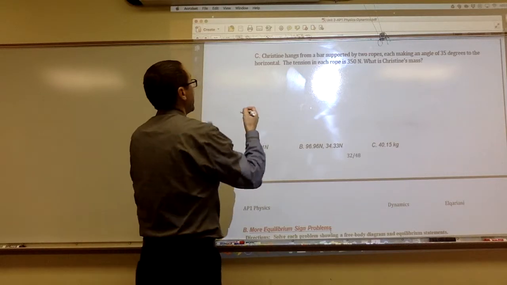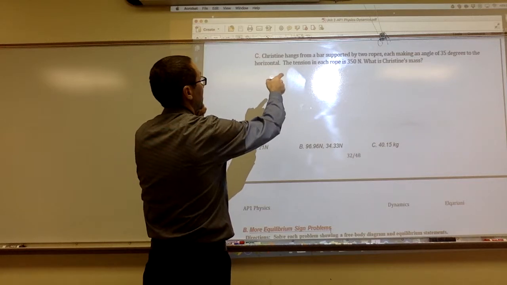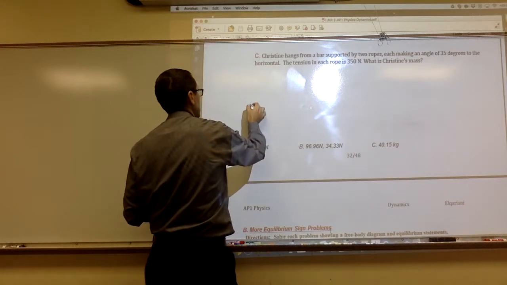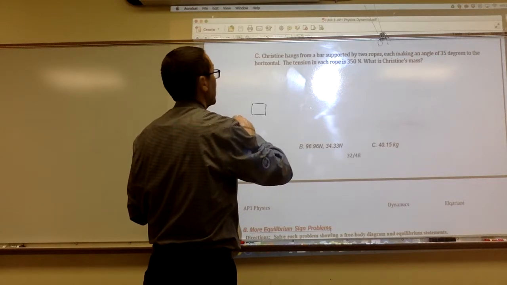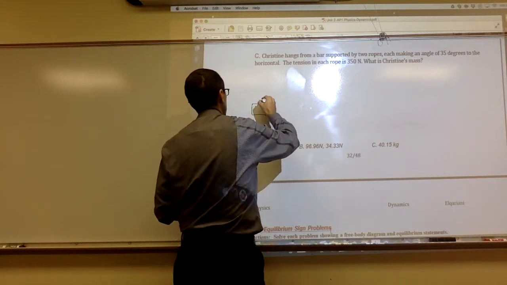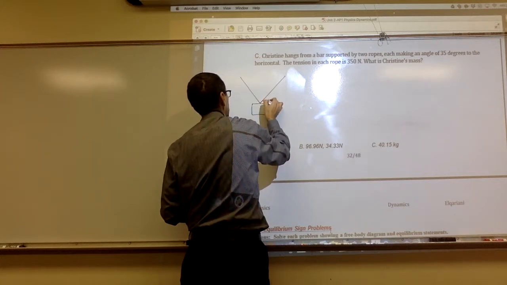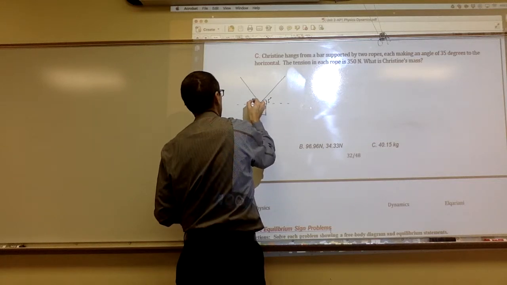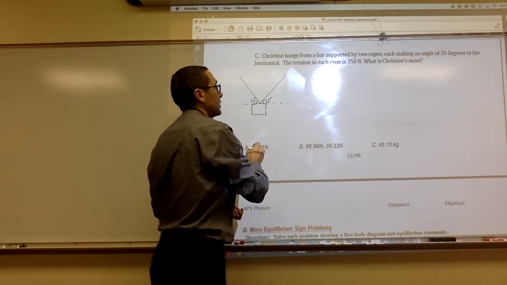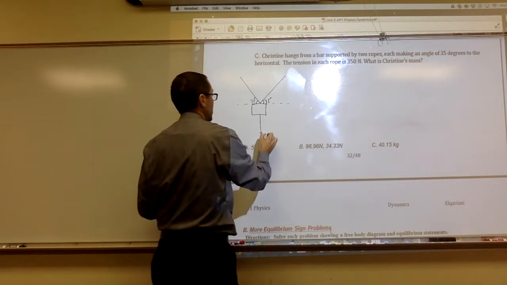Okay. Christine hangs from a bar supported by 2 ropes, right? So here's Christine. Each making an angle of 35 degrees to the horizontal. So here's 1, here's 2. 35 is here. It's with respect to the horizontal. This is another 35. Okay? And this is your mg.